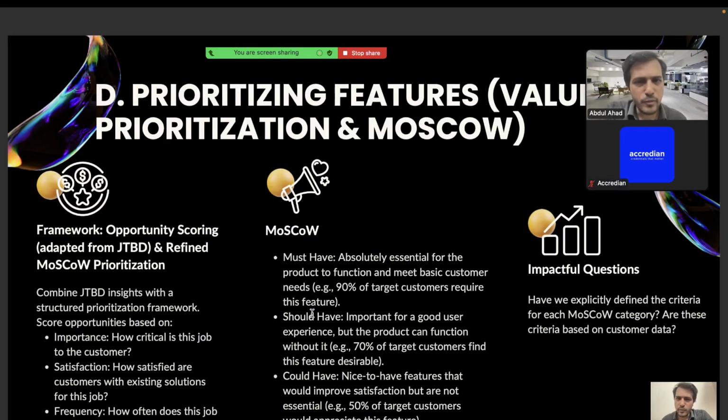Right. Next, prioritizing the features. We can use value prioritization and MoSCoW. And as part of this, we can use different frameworks. Here we are talking about JTBD. As part of this, what we do is we look at understanding the different jobs that the customers do. What are those critical jobs that matter to them? What jobs do they do from a standpoint of satisfaction? So for example, importance, satisfaction, and frequency we are looking at. How often are they doing that job?